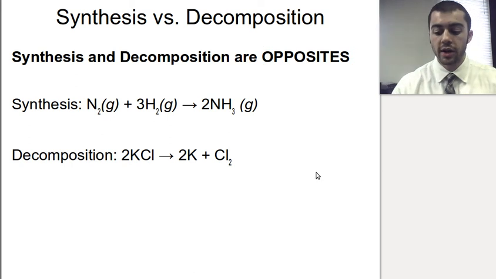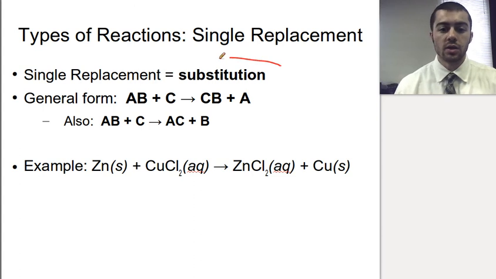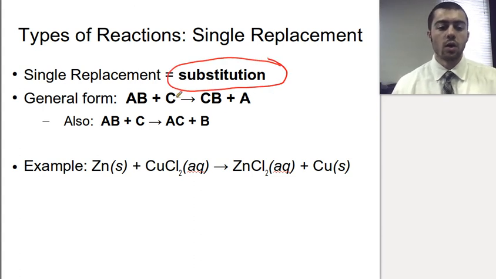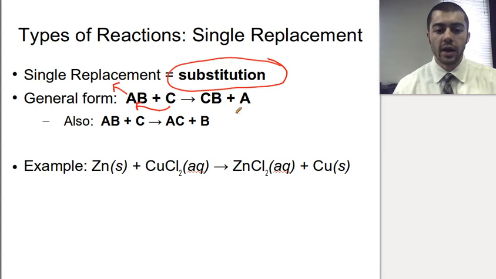So the next type of reaction we're going to go over is single replacement. Single replacement is a substitution. What that means is we're taking a lone element here. Let's look at this general form example, and we say C is going to substitute in here for A. So instead of AB, we have CB. C has come in and kind of just kicked A off here, and A goes off on its own. So C substitutes in for A. Single replacement is a substitution.